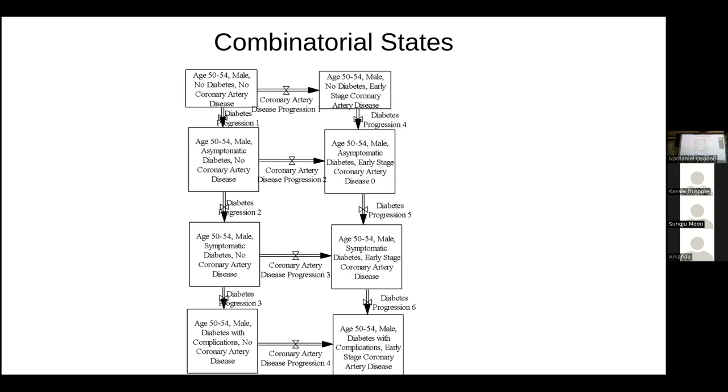So for example, with chronic disease, we often have this, right? So we might have, for example, going along here, along the y-axis, diabetes progression from no diabetes to asymptomatic to symptomatic to diabetes with complications. More plausibly, this would be pre-diabetes, you know, diabetes without complications, diabetes with complications. And then on the x-axis, you might have stages of coronary artery disease and extended out, you know, further. So you might have early stage and late stage or what have you.